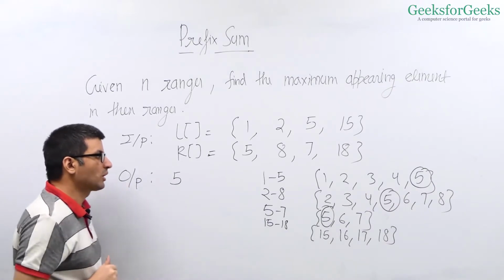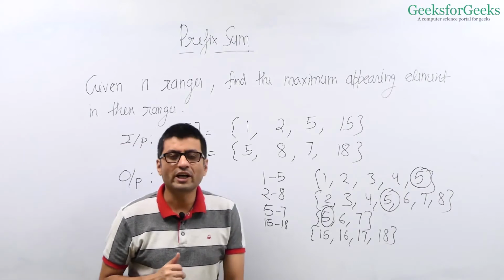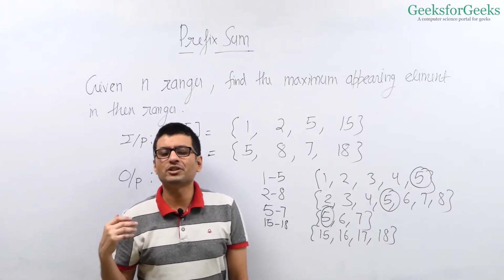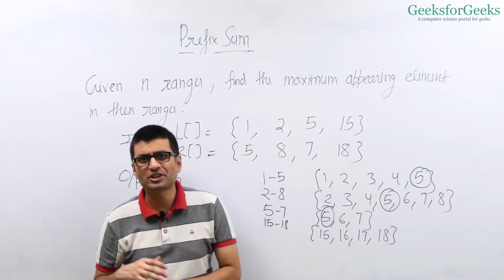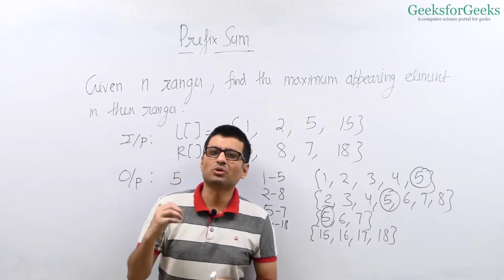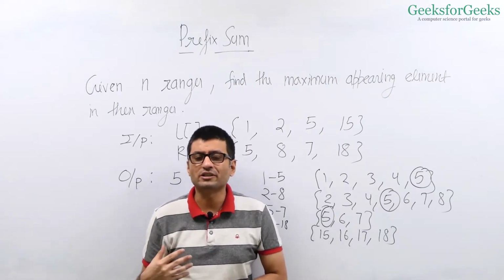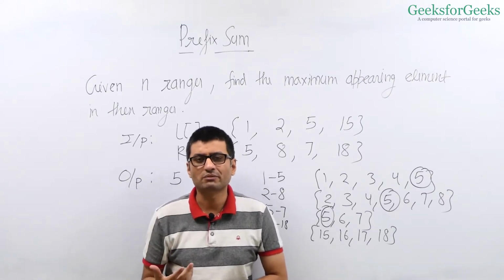How do you solve this problem efficiently? A naive solution: you traverse through all the ranges, then for every range you make a hash table or hash map where you store every item. Then you traverse through every range and increment the frequency of every item, right?